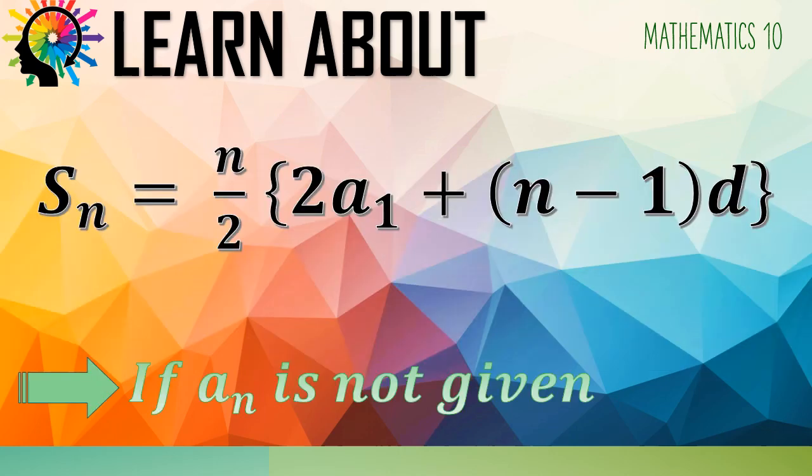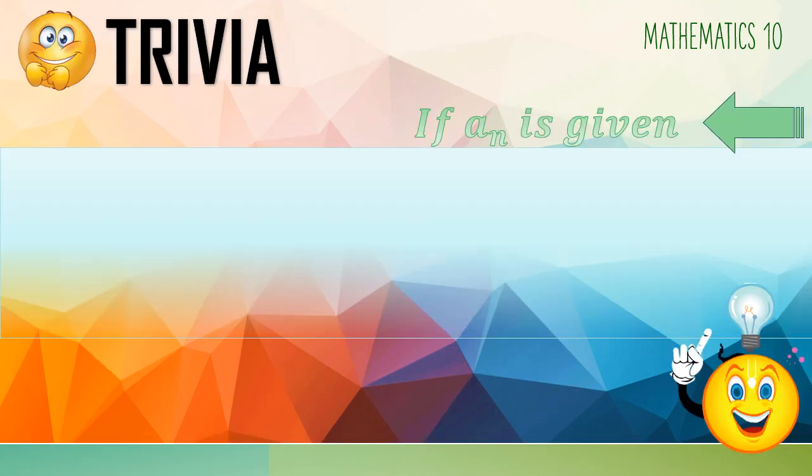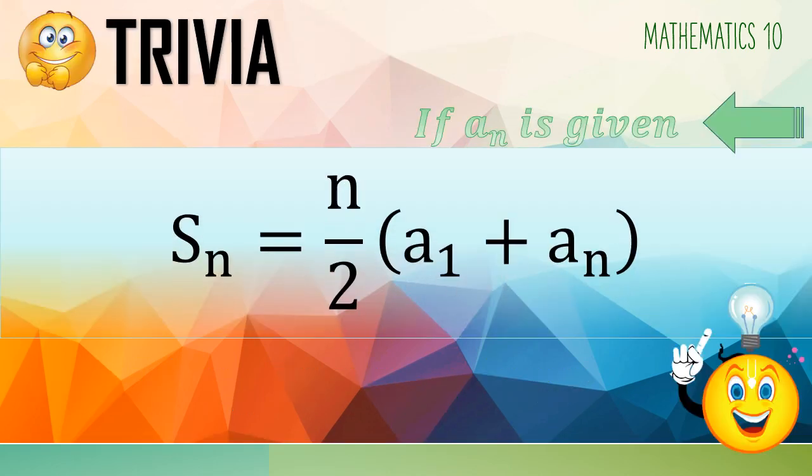Okay, so here is our first formula to be used in finding the sum of an arithmetic sequence. So if a sub n is not given, you may use this formula. And this will be our second formula to find the sum of an arithmetic series as well. So this will be used if a sub n is given.